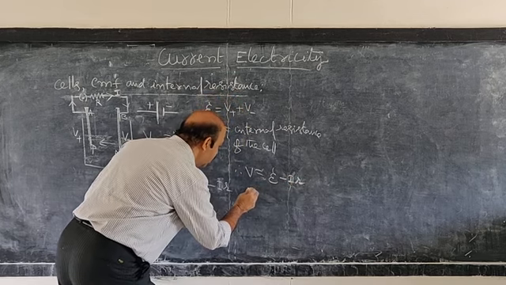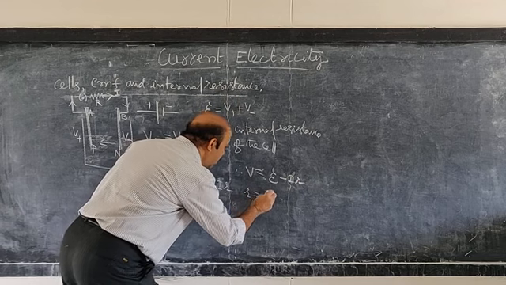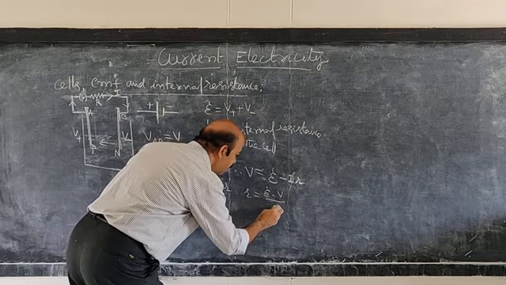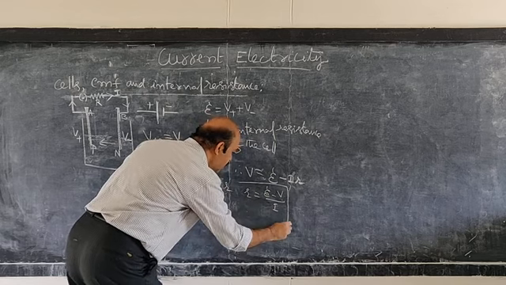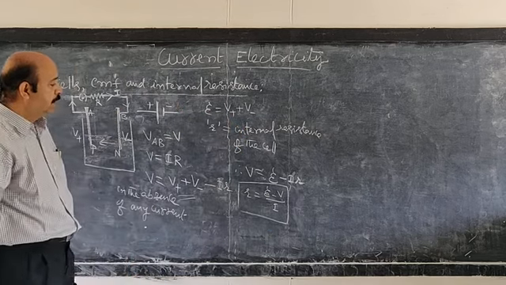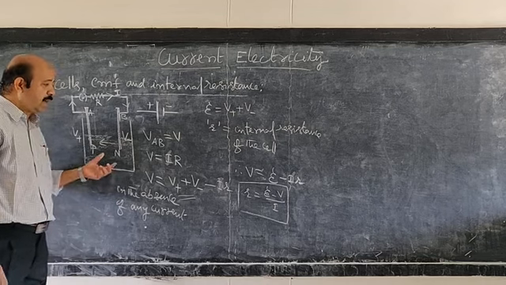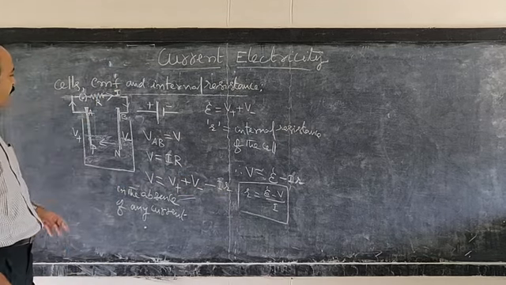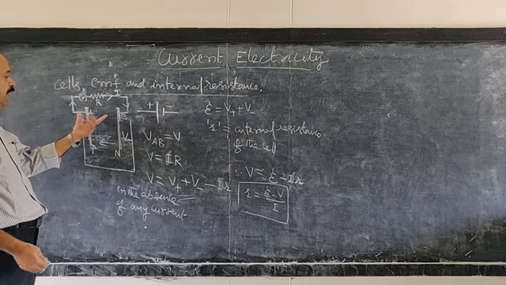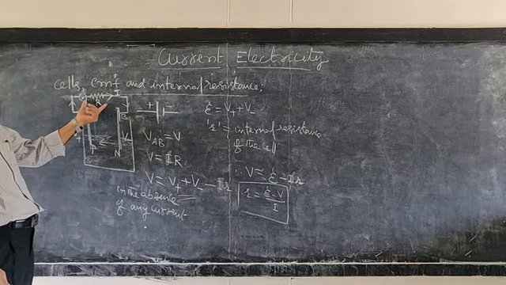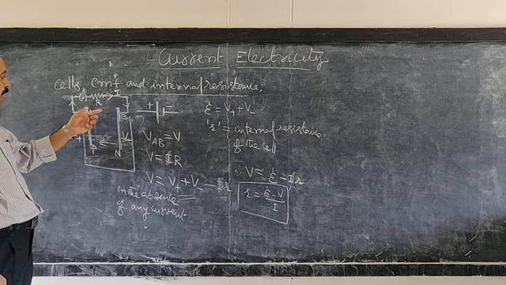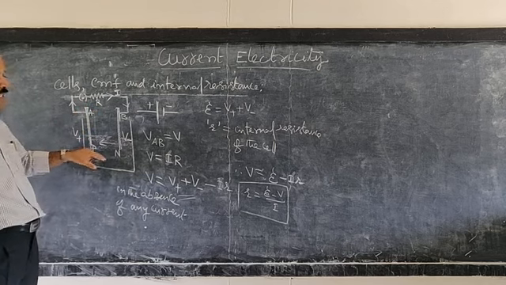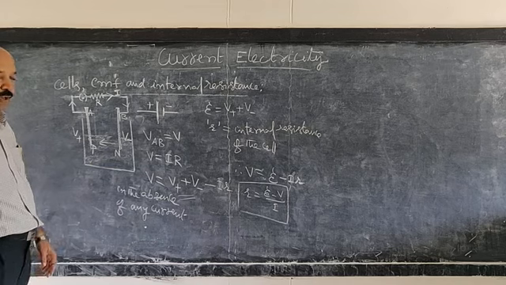Or from this, we can say R is equal to the EMF of the cell minus the potential difference, divided by the current through the circuit. So the internal resistance of a cell can be calculated from this formula. If V is the potential difference across the external resistor, and the EMF of the cell is E, then the internal resistance of the cell is given by that formula.